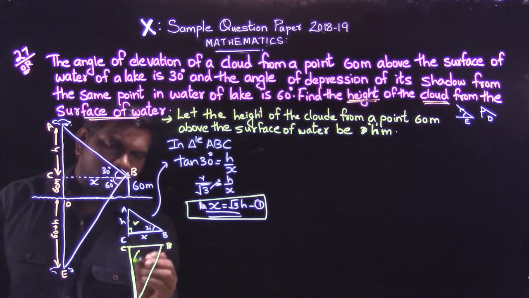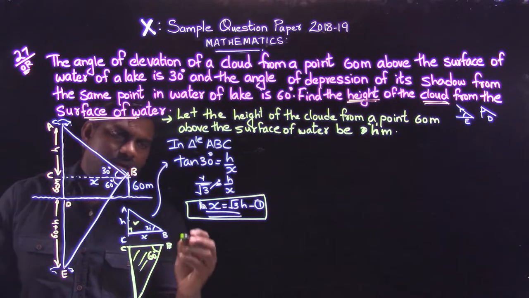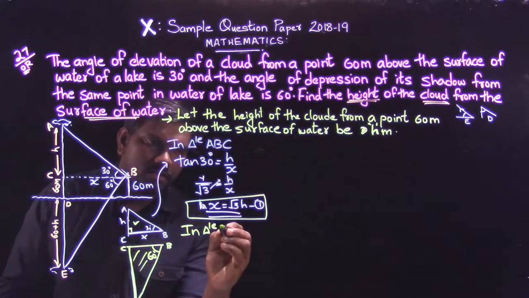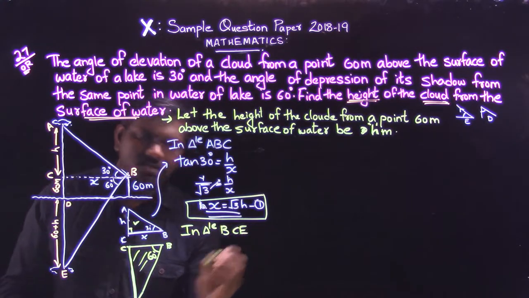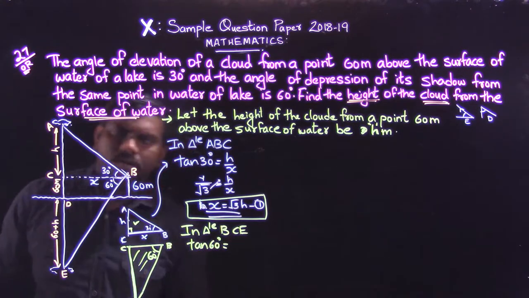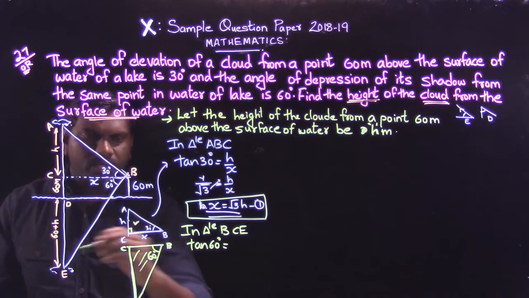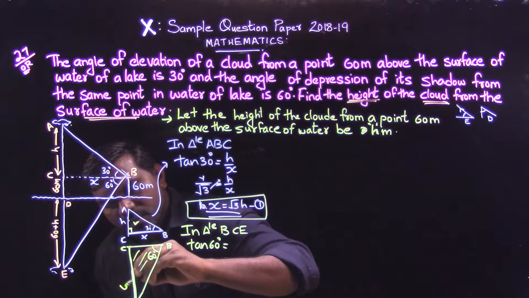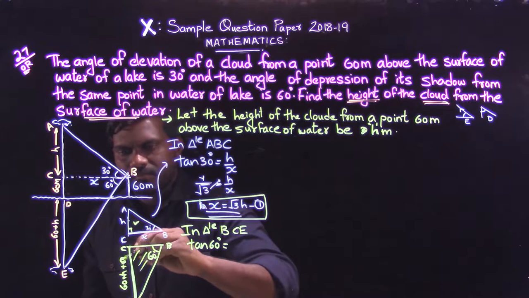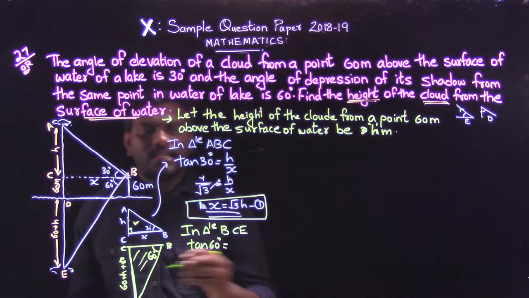For your better understanding, I just marked it, which is going to be your 60 degrees here. So in triangle BCE, tan 60 is equal to opposite by adjacent, which is going to be the entire height. This height is nothing but 60 plus h plus another 60, isn't it? So 60 plus h plus 60, that is going to be h plus 120 is the height.